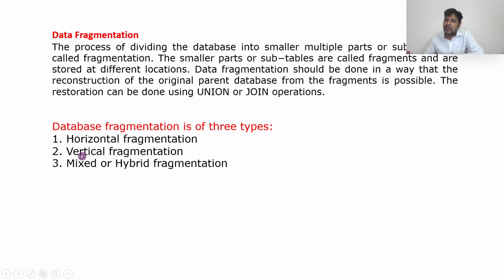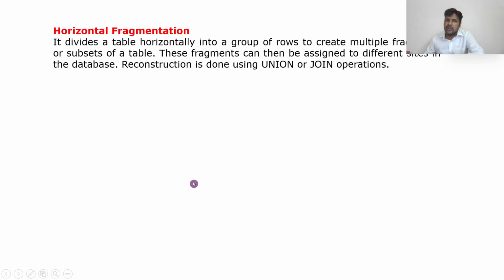So how many types of data fragmentation are there? There are three. One is horizontal, the second is vertical, and the third is mixed. Let us start with horizontal. Horizontal means dividing the table horizontally into groups of rows. Multiple fragments are subsets of a table. These fragments can then be assigned to different sites of the database. Reconstruction is done using union or join.